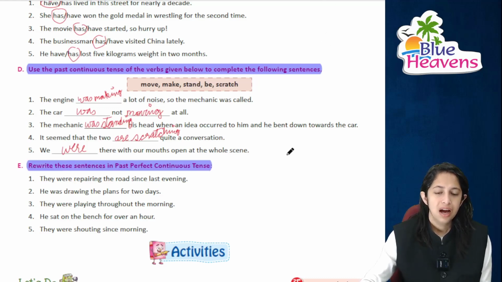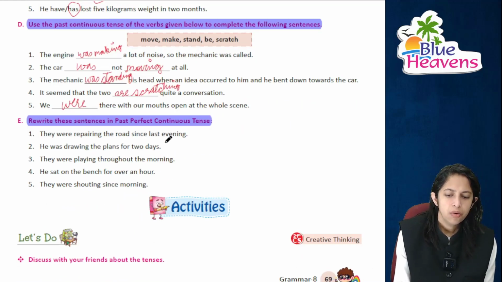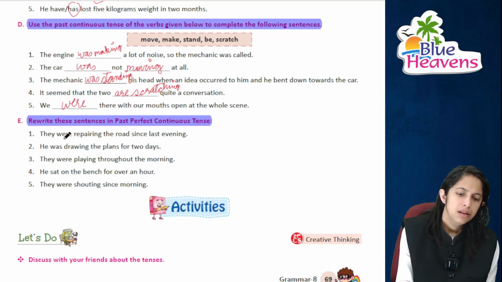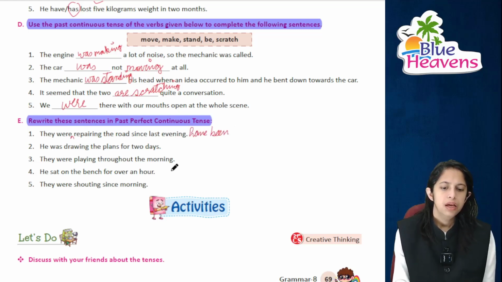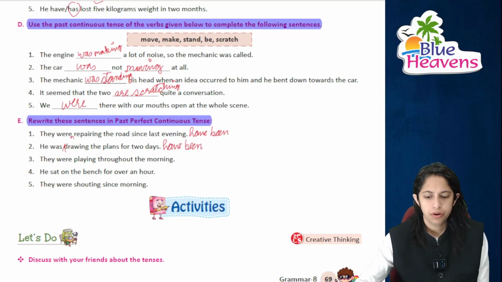Moving on to the next, you have to rewrite these sentences in the past perfect continuous tense. देखिए, have been, ये सब लगाना. They were repairing the road since last evening, right? They were have been. यहाँ इस were के बाद क्या आएगा? They have been. He was drawing the plans for 2 days. He has been. And the rest of the sentences you will be doing on your own.